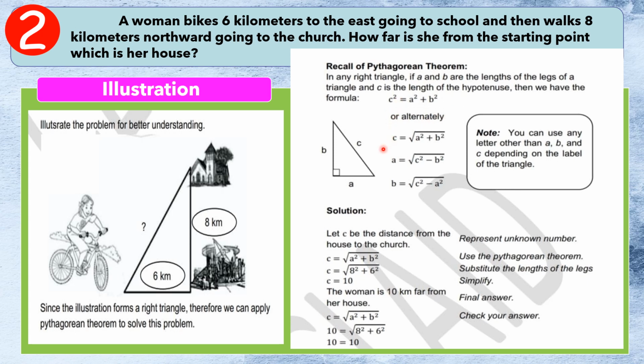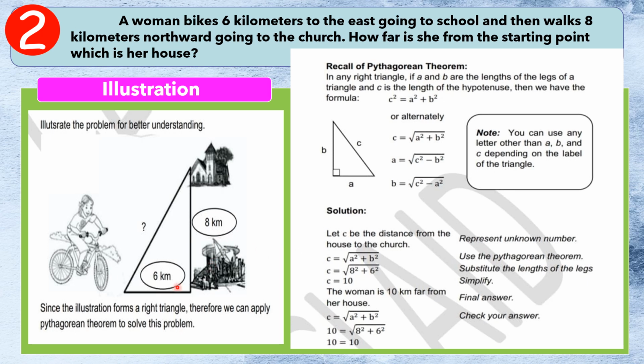So, kung ang hinahanap po natin na hypotenuse, ito po yung formula. C equals square root of A squared plus B squared. Kapag ang sukat naman po ni A, yung nandito po, yung base, ang formula po, A equals square root of C squared minus B squared. Pag ito naman, yung height, B equals square root of C squared minus A squared. Okay, note, you can use any letter other than A, B, and C depending on the label of the triangle.